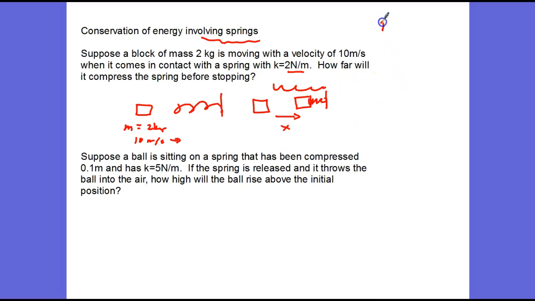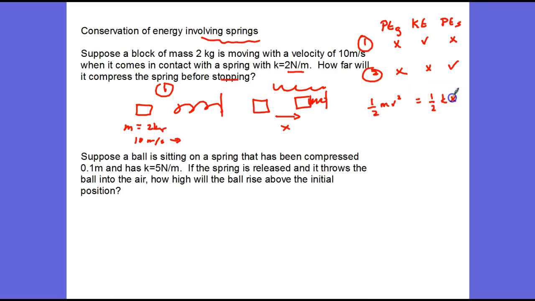So let's look at our energy types. We have gravitational potential energy, we have kinetic energy, and we have spring energy. We have before, so let's just say 1, like over here. We don't have any gravitational potential energy anywhere because everything's flat. We do have kinetic energy at the beginning. The spring is not compressed, so there's no spring energy at the beginning. At the end, there's no kinetic energy because it stops, and there is spring energy. So my equation is going to look like 1/2 mv squared equals 1/2 kx squared.